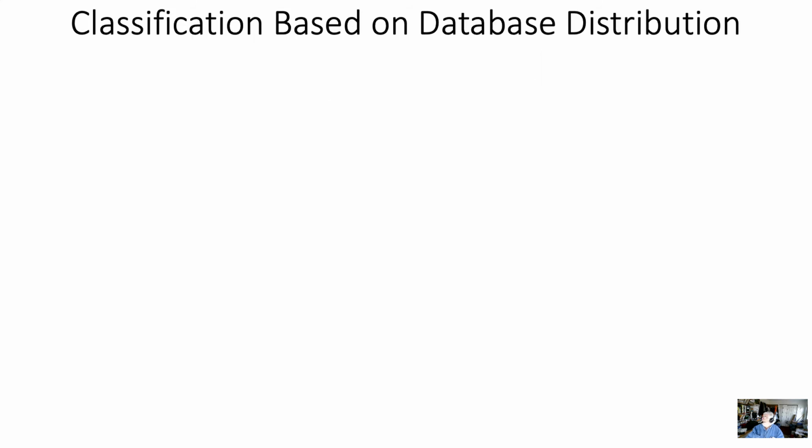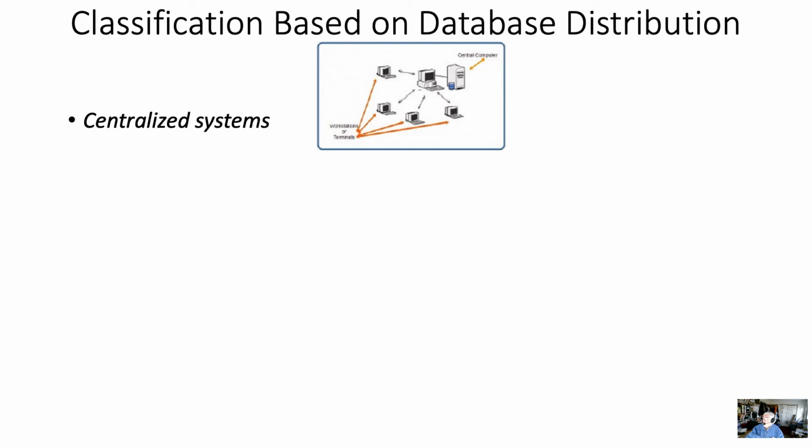Classifications based on database distribution. We have the centralized system. This is the old mainframe model, where there was a computer or a glass room someplace, and all the users are running basically dumb terminals back to them. And the interesting thing is that many of the modern websites are much like the old mainframe terminal.